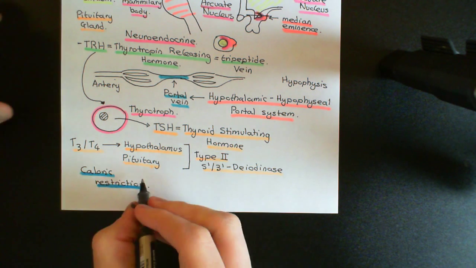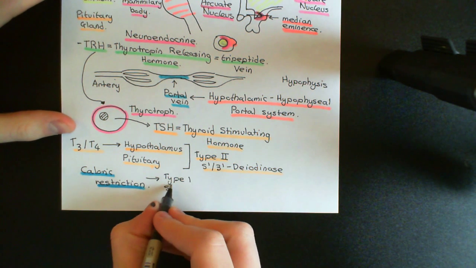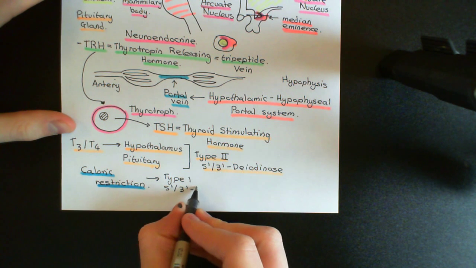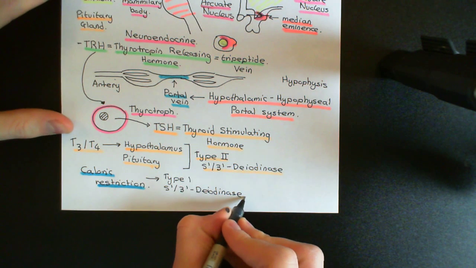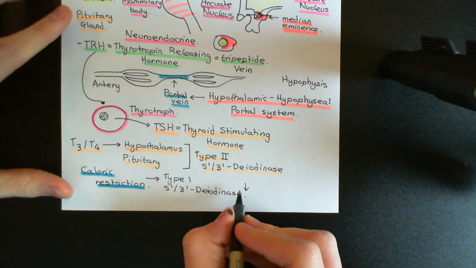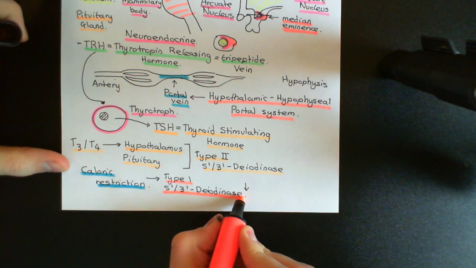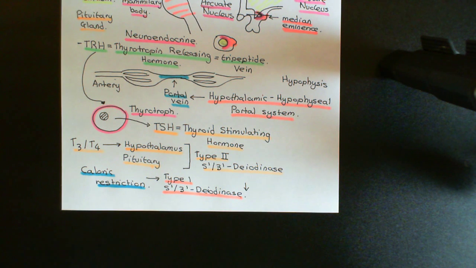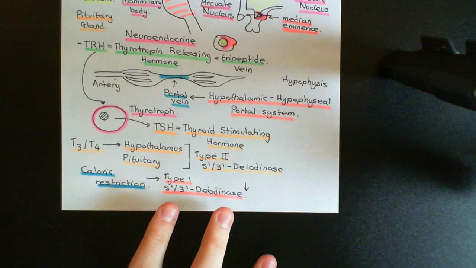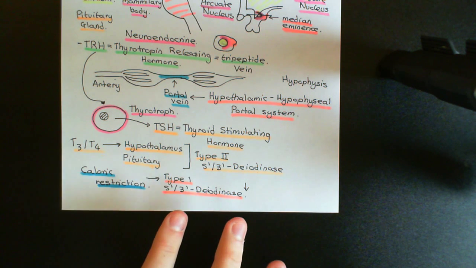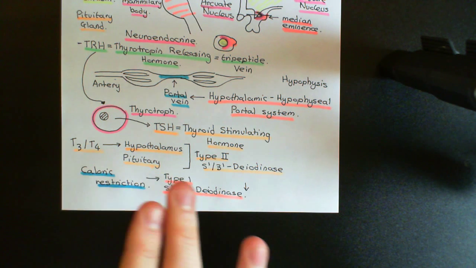And what does happen is the expression levels of type 1 5' 3' deiodinases in the hepatocytes and in the renal cells goes down. So the number of type 1 5' 3' deiodinases in the hepatocytes and also in the renal cells is going to go down. Now, that means that the conversion of T4 to the more active T3 in the hepatocytes and the kidneys is going to go down, which means that the actual effect of the thyroid hormones in the hepatocytes and kidneys is going to go down. Now that means that both of those tissues are going to stop making as much heat.